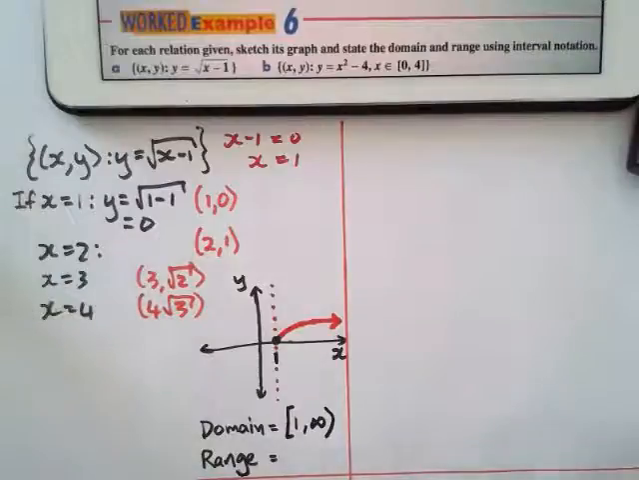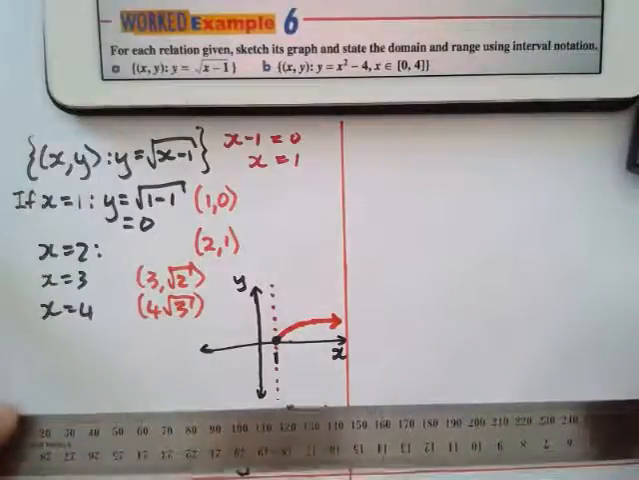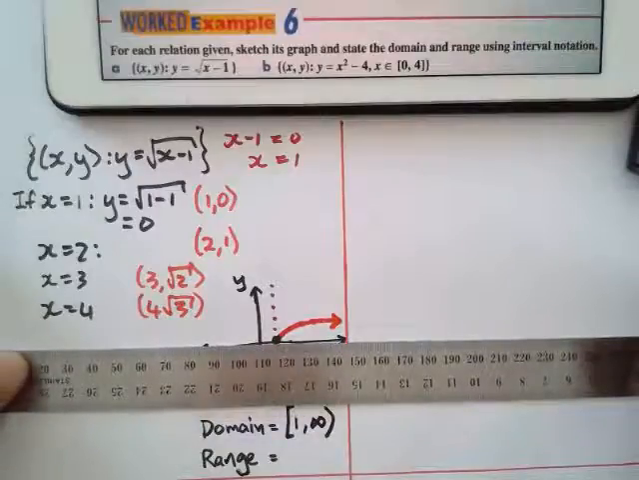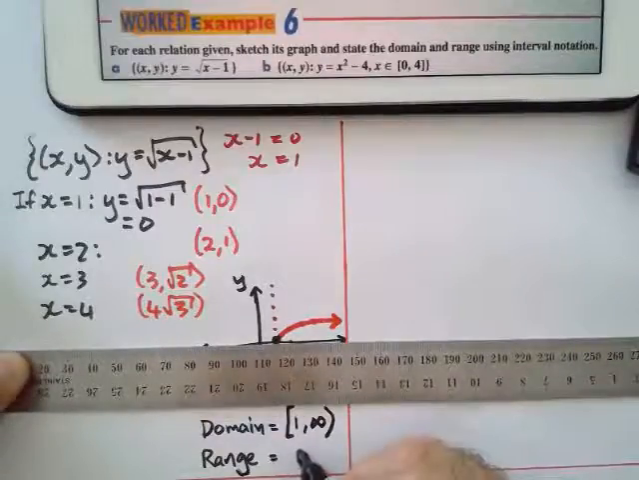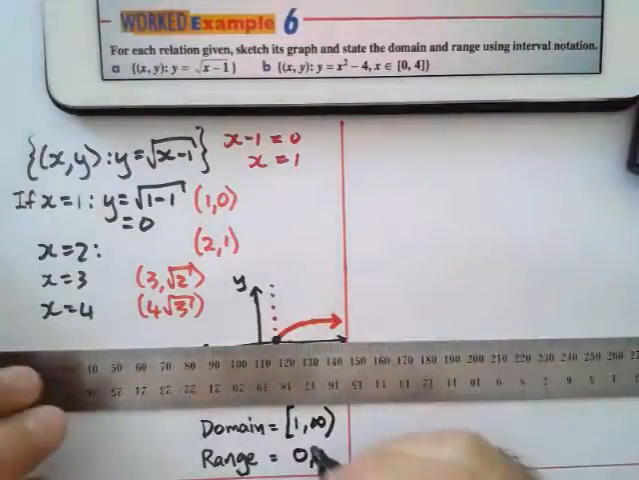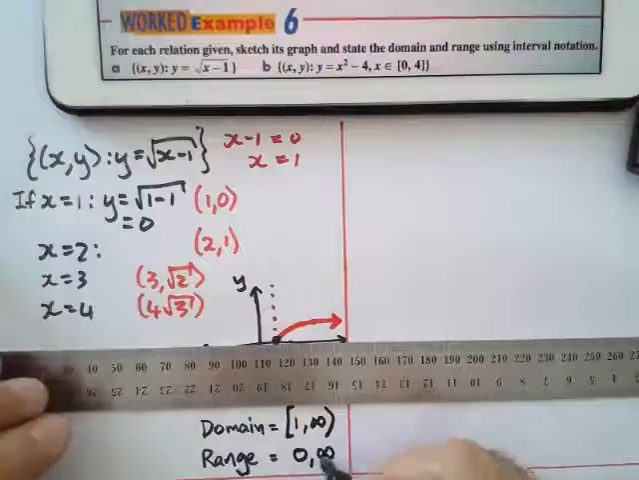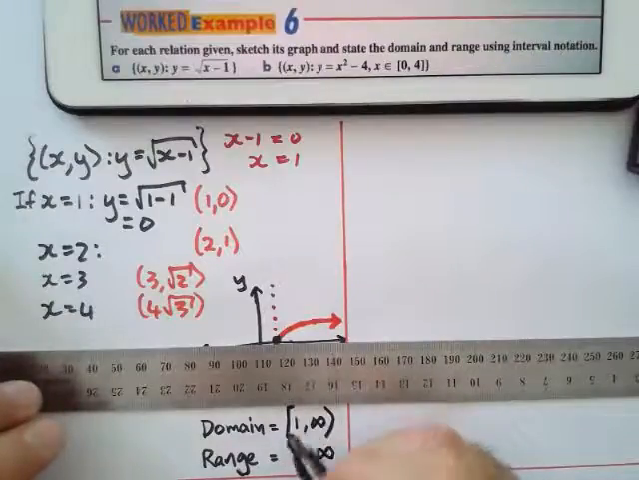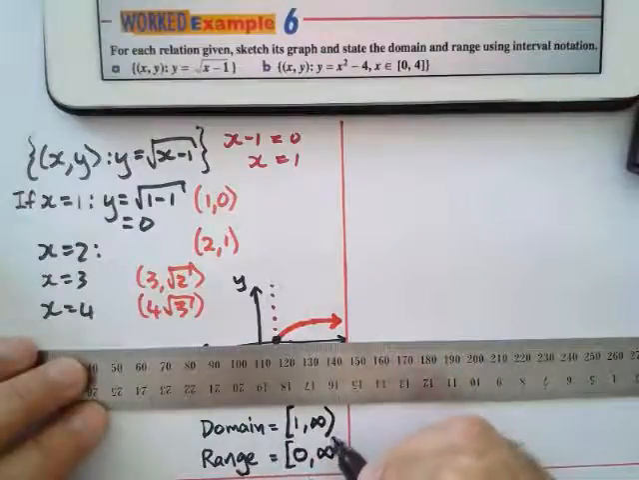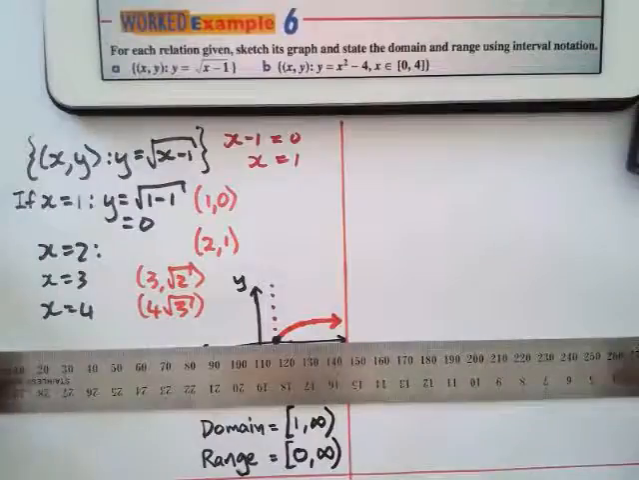What's the range? That's where I find y values. So I'm going to go up, up, up. It starts there. That's my first y value, so it starts at 0. And this thing just goes on forever, so that must be infinity. We can say 0 is included because it's on the line. So 0 is included. Infinity is never included. And that's my domain and range.